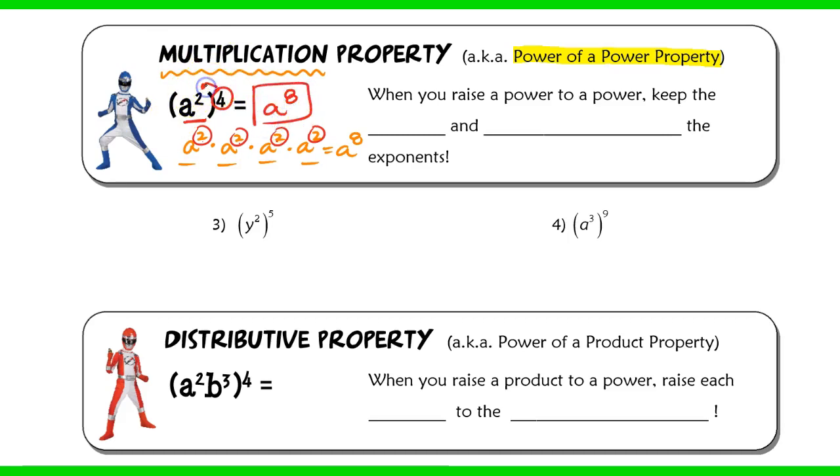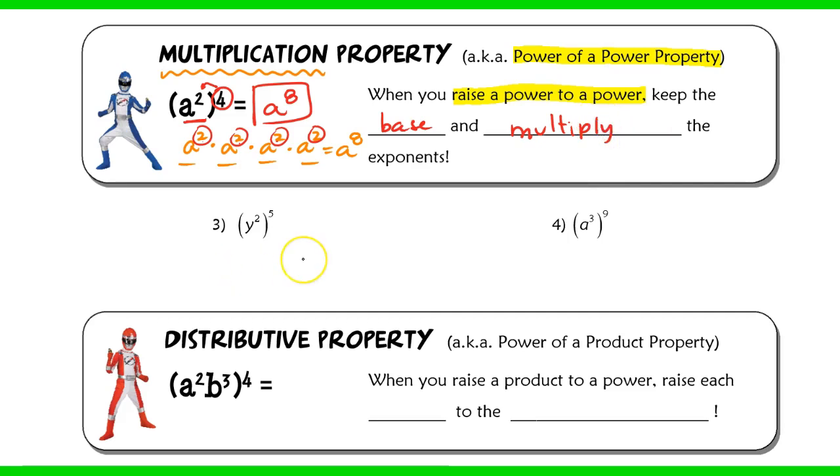We just multiply 2 times 4. So in words right here, when you raise a power to a power, we're going to keep the base. Remember, we kept a here. And then we're going to multiply the exponents together.